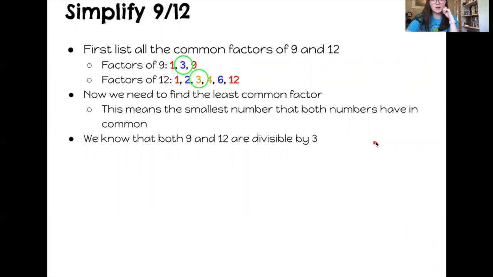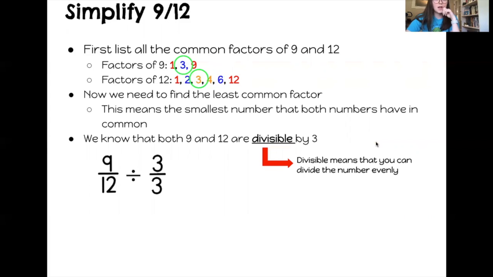So we now know that 9 and 12 are both divisible by 3, and divisible simply means that you can divide the number evenly, okay? So now we're going to divide 9/12 by 3 over 3. Now 3 over 3 is equal to what? 1 whole. And if we divide a number by 1, we're not really changing it, but we're making this simplified. So dividing it by 1 doesn't actually change the size of the fraction. It just makes it as simple as possible.